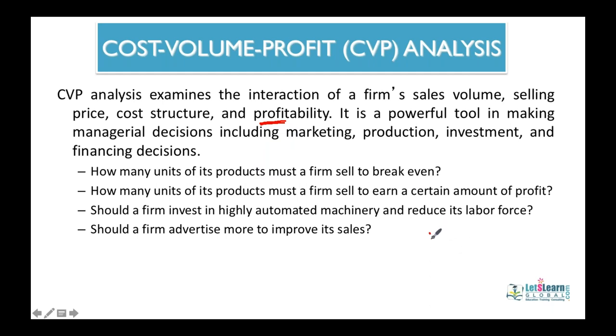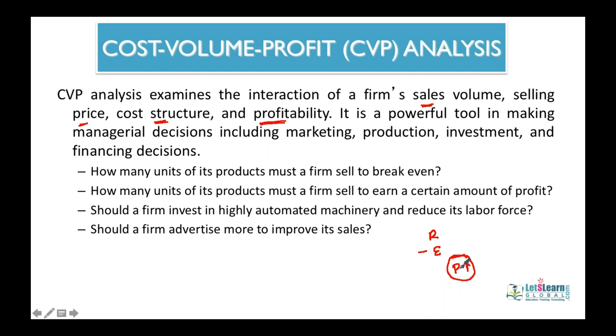You know that profit is the excess of revenues over the expenses. So to maximize the profit, what tactics are to be used? What should be the sales volume? What is the price? What is the cost structure? Like what is controllable cost? What is non-controllable cost? So we study in detail how to maximize the profit. The ultimate objective of cost, volume, profit analysis is how to maximize the profit.